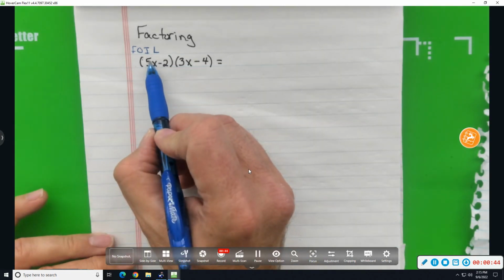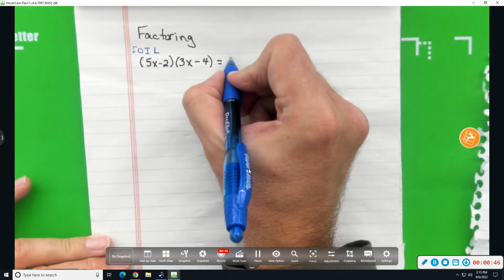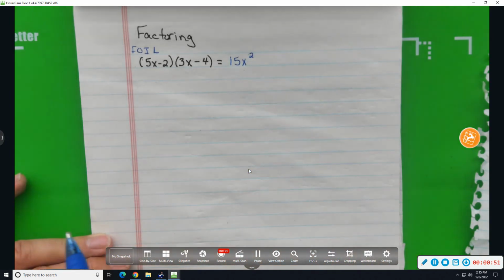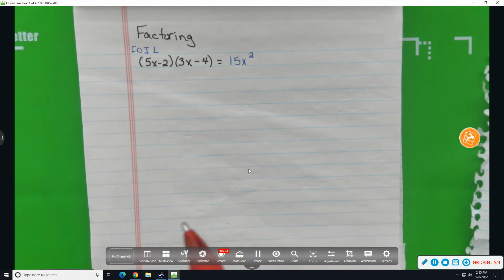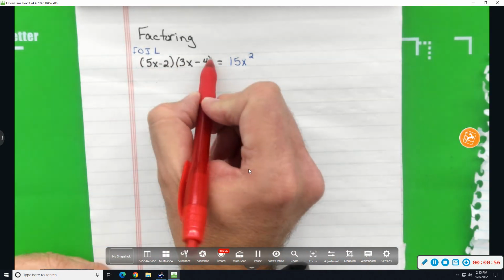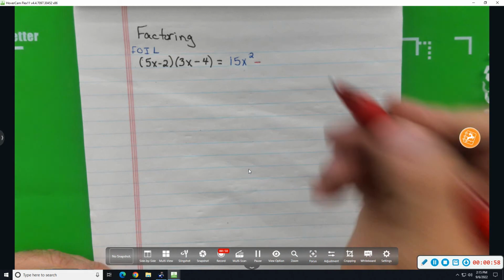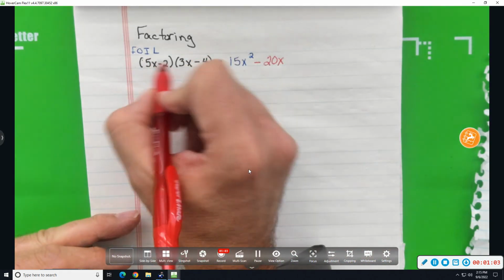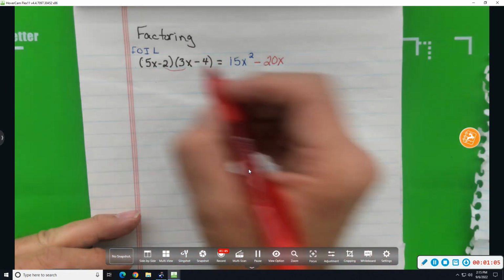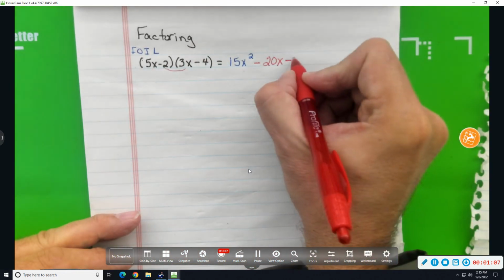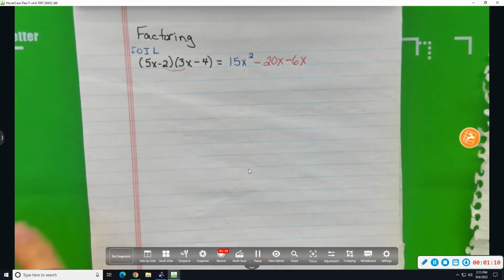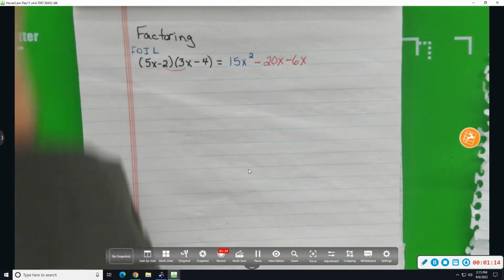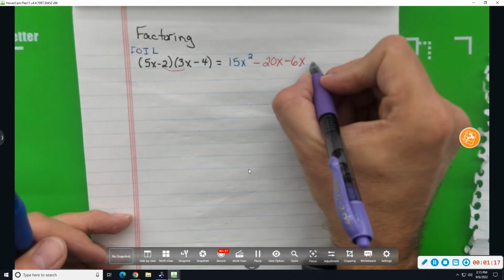Let's see. 5x times 3x would give us 15x squared. That's first. Now, outer would be negative 20x. So, minus 20x. I've done first, outer, inner is 6x. And what about that last term? Negative 4 times negative 2, positive 8.